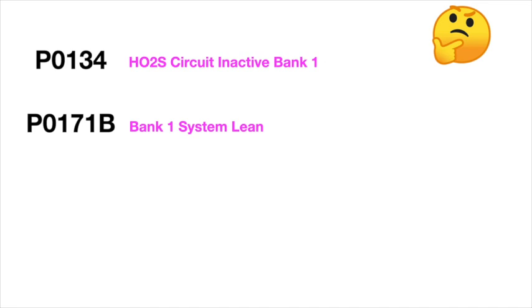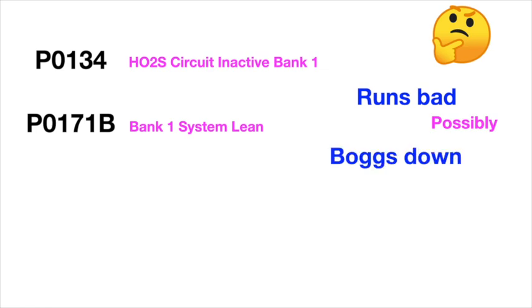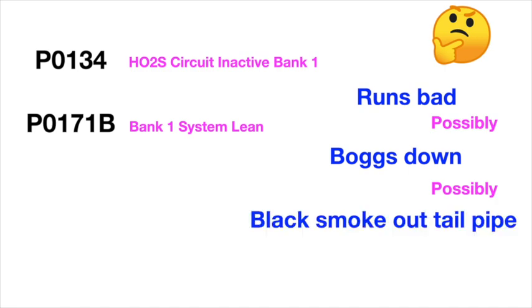Now our next code is P0171. Bank 1, the system is lean. So, could that cause it to run bad? Being lean? Well, possibly, if it's lean bad enough and long enough. How about bogging down? Well, the same thing. If it's long enough and bad enough, a lean condition could cause it to bog down. So, how about black smoke out the tailpipe? Let me think about that. A lean condition causing black smoke out the tailpipe? Now that one's not very likely.